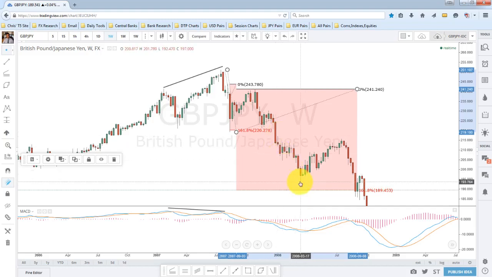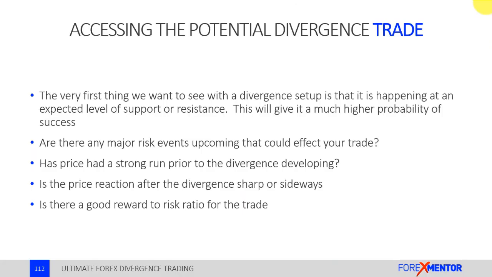Although another thing we can point out here is that we did not have a divergence. Because what we talked about earlier, we did not have a divergence between the swings, and we were below the zero line here, both of which is bearish in this circumstance. Okay, so that's how we assess the potential divergence trades. Let's move on to our next section.